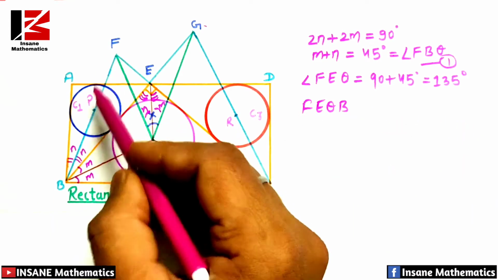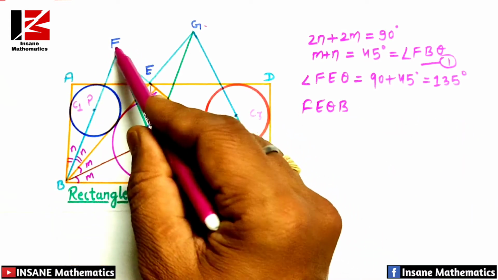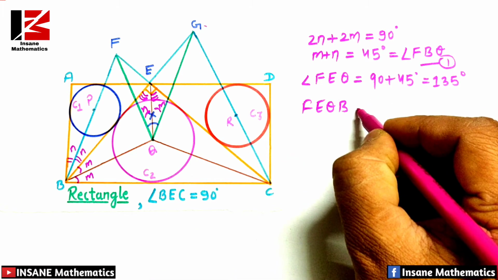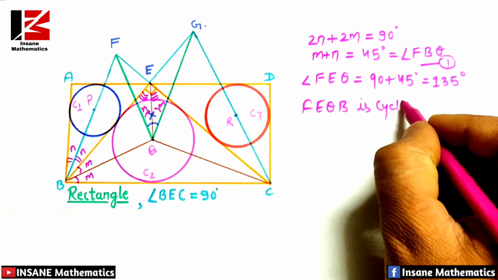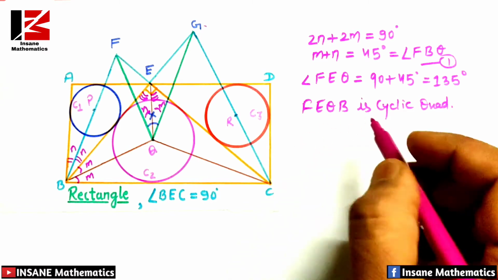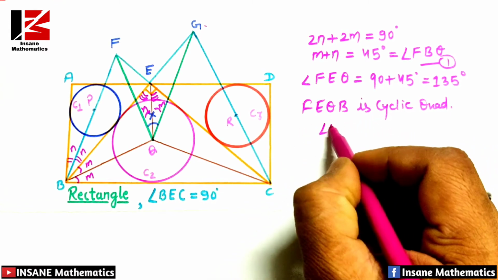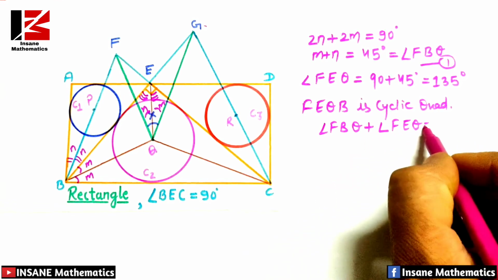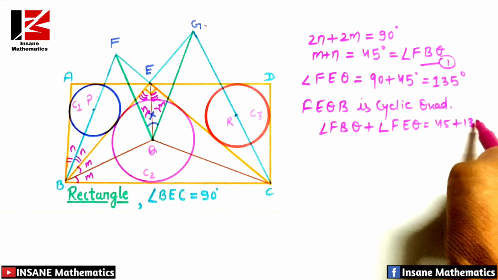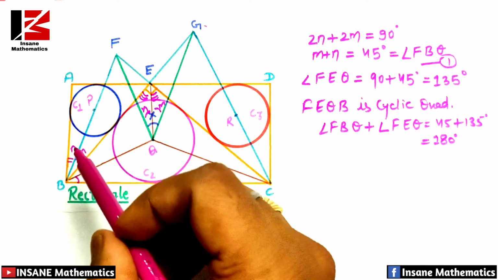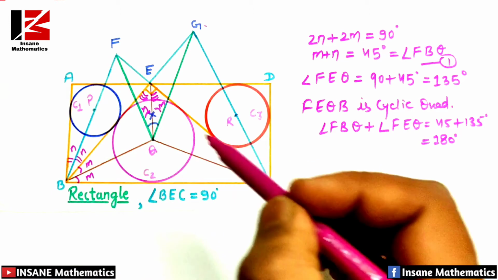Now in the quadrilateral FEQB, we can see angle FBQ plus angle FEQ, 45 plus 135, will be 180 degrees. Therefore FEQB is a cyclic quadrilateral, because angle FBQ plus angle FEQ is equal to 45 plus 135, that is equal to 180 degrees.